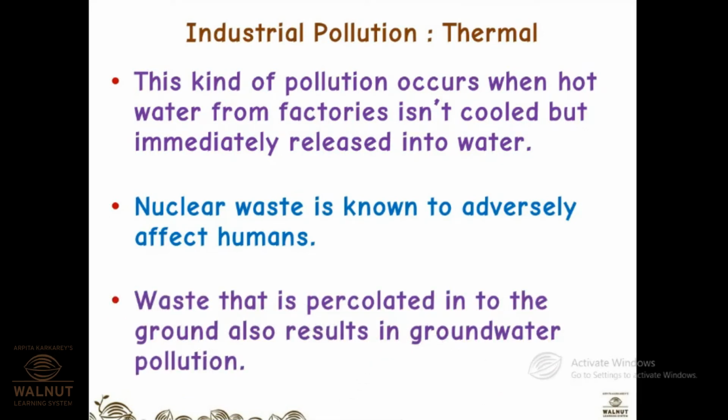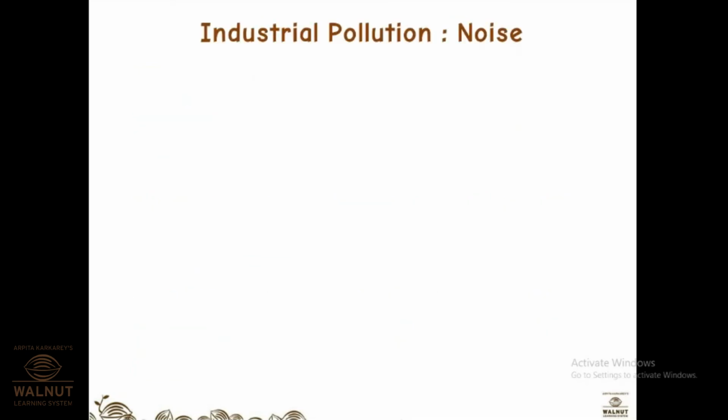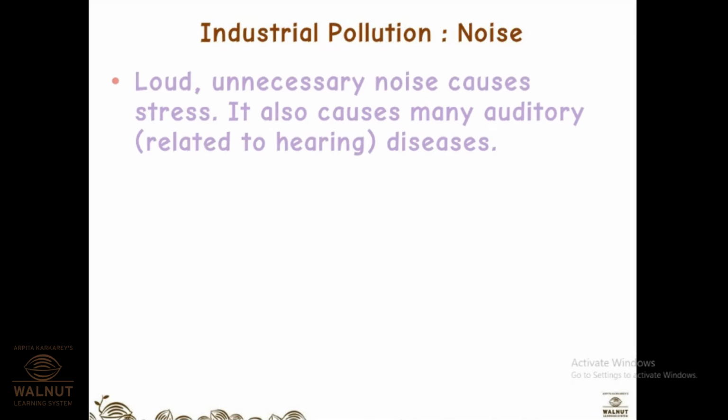Waste that is percolated into the ground also results in groundwater pollution. So if the waste is in the form of a slurry, or if it's semi-liquid, you just throw it off from the pipes that are behind your industry, and if it just seeps through the ground, then it can slowly and gradually affect the underground water. It will lead to underground water pollution.